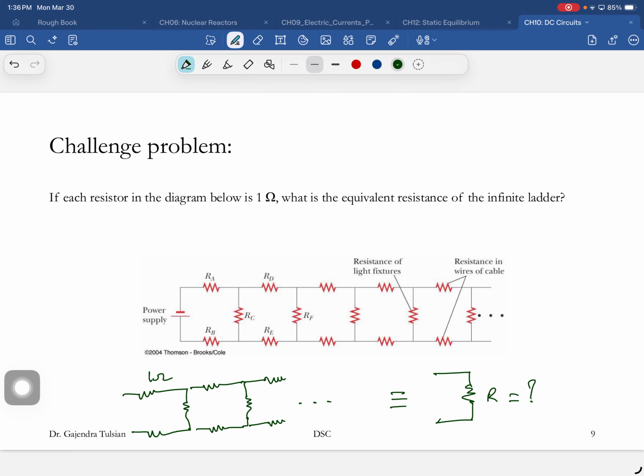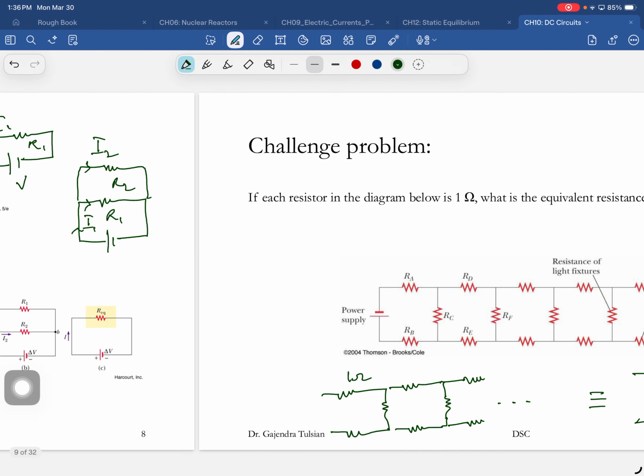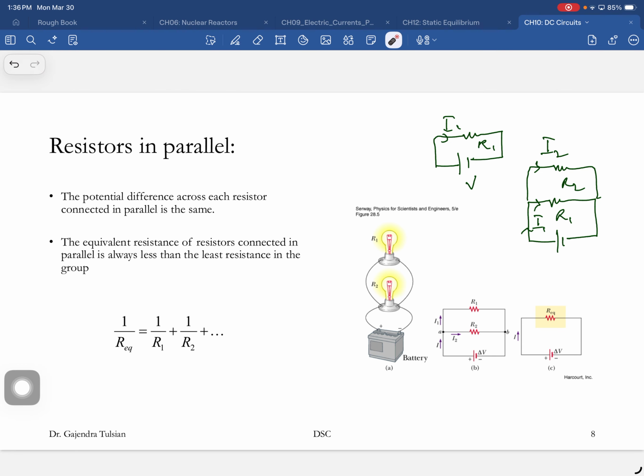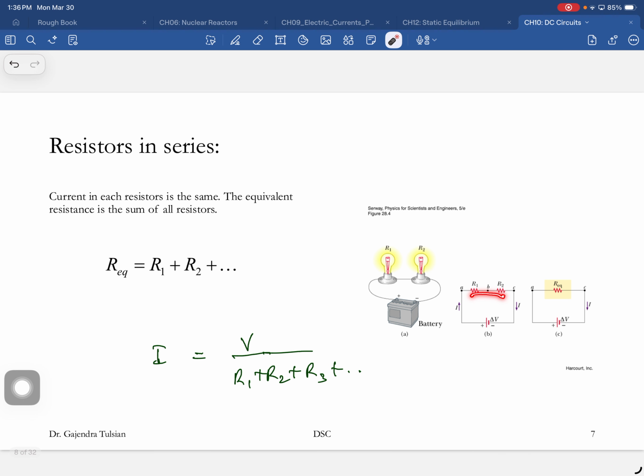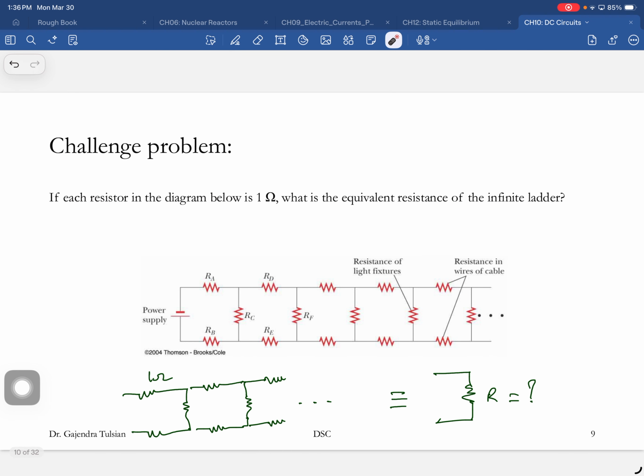The current rule tells you that the current flowing into a junction is equal to the current flowing out of the junction. So the sum of the currents flowing into a junction is equal to the sum of the currents flowing out of a junction. What is a junction? Any point where more than 2 branches are meeting. That's a junction. And it turns out that if you write the equation for this junction or this junction, you'll get the same equation.